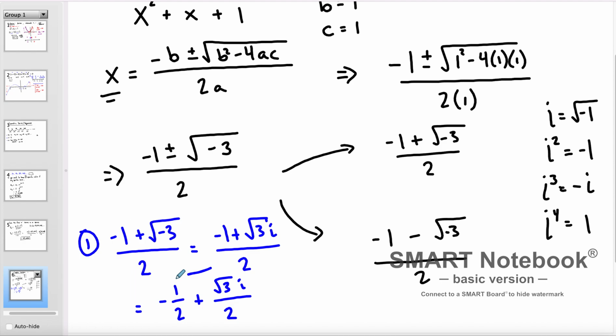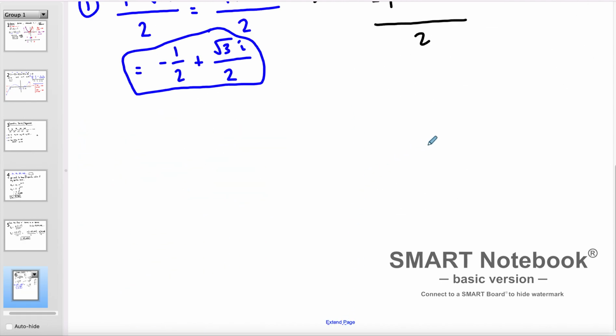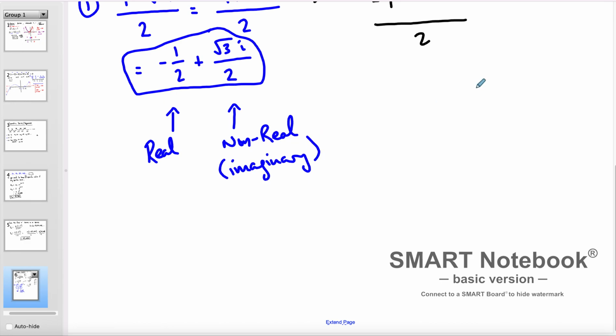Okay, and so this is one location where our graph is going to cross the x-axis. Now this number looks a little freaky, a little crazy, not something that we're used to, right? This is an imaginary number. We have a real part, we recognize negative 1/2, and we have a non-real part. This number i is in this part. So we have a real part and a non-real, or imaginary, part. So how would we graph such a thing?